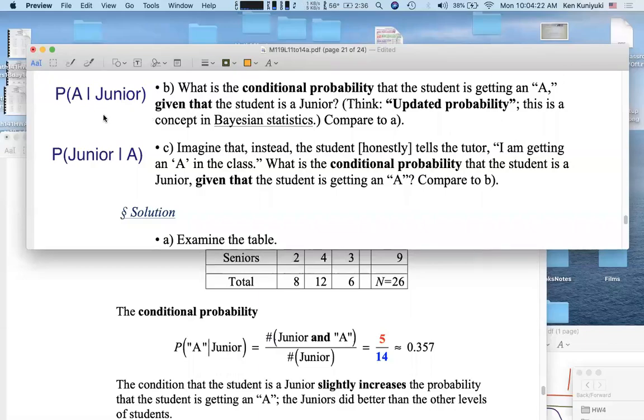Hi everyone, let's now compute and compare these two conditional probabilities. In part B, what's the probability of an A given a junior? That is, what is the conditional probability that the student is getting an A given that the student is a junior, given that the student honestly tells the tutor that they're a junior. So once we know the student is a junior, what's the updated probability that the student is getting an A?